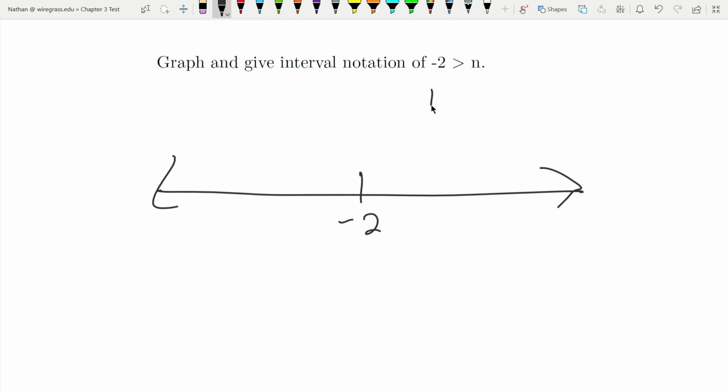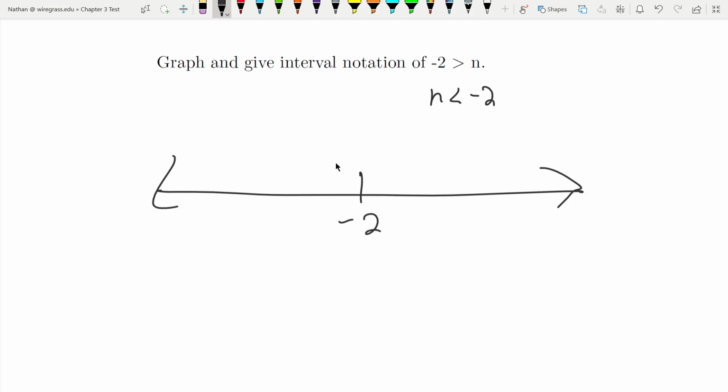I think it's easier to read if you always have n on the left-hand side. n is less than -2. That means the numbers that are less than -2 are all of these numbers, and it's going to go indefinitely down this way. So it's not equal to -2. There's no equal to sign there.